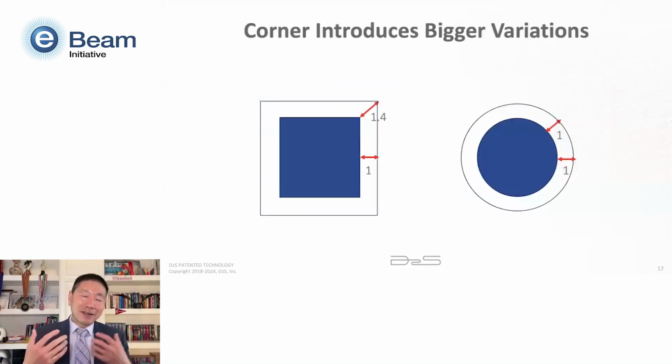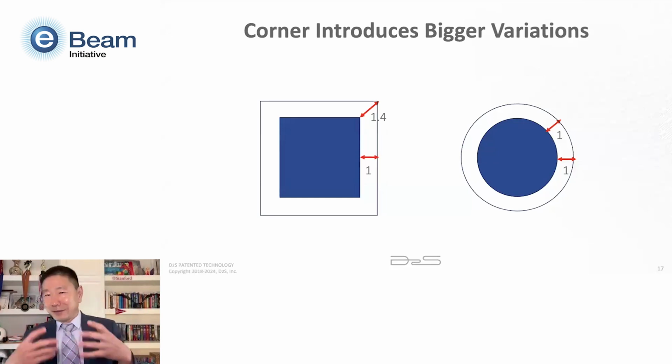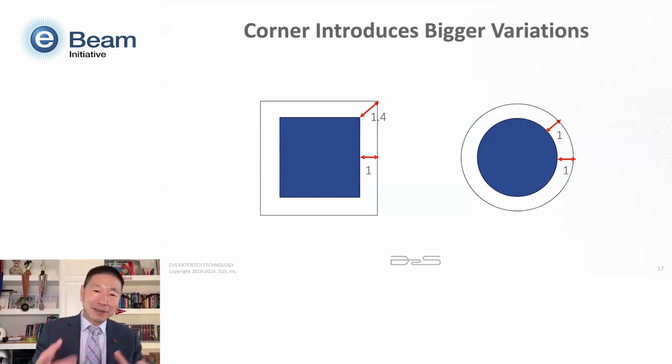You must ask why. Here I give you some intuition. So just imagine you have a square and you have a disk. If you change the shape by 1, then you see for the square shape at the corner, it actually changes by 1.4. Well, on the disk pattern, no matter where, the change is always just 1. That's kind of the reason why the MEEF is worse for Manhattan 90-degree corners.